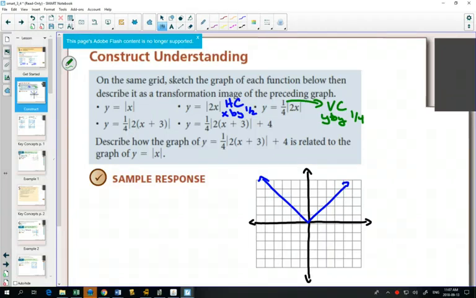In the next equation, they introduce the +3. The +3 is inside, so it's horizontal, and it will be a horizontal translation. The +3 would mean we would go 3 left or 3 right? 3 left, opposite direction. And finally, we get a +4 here. This would be a vertical translation, and you would go 4 up.